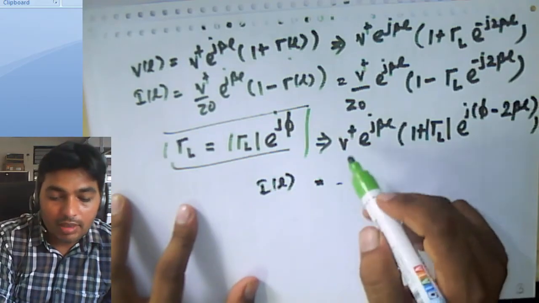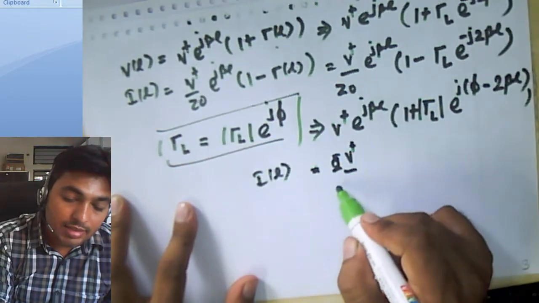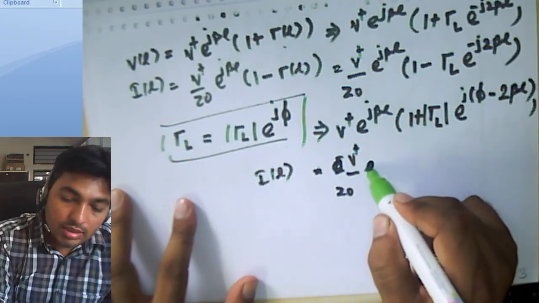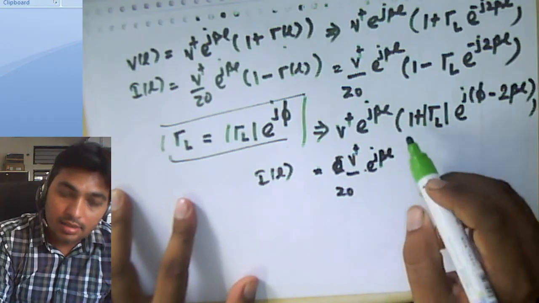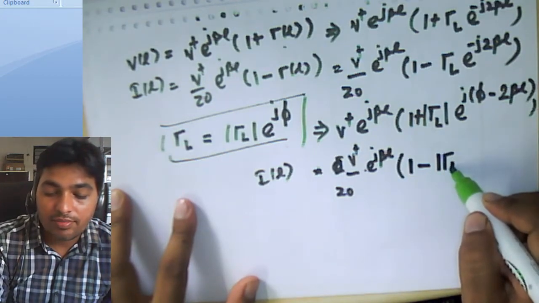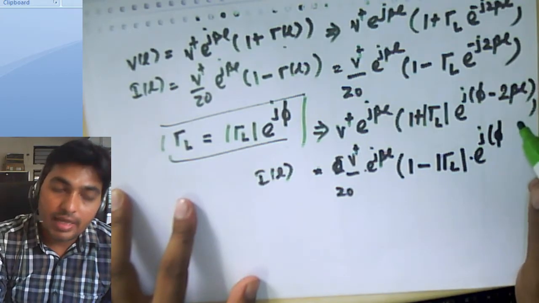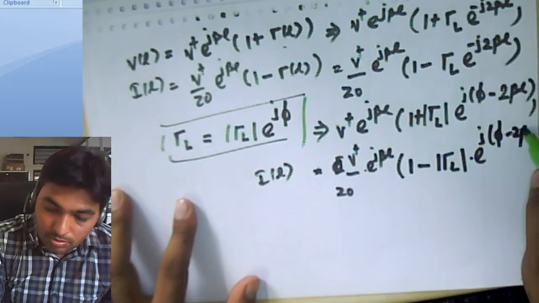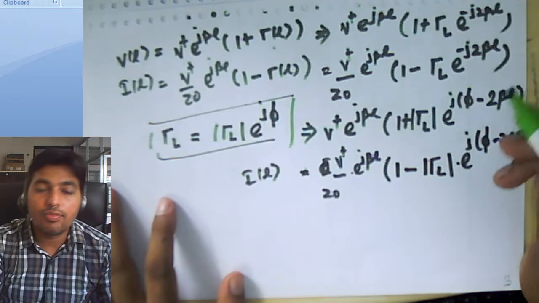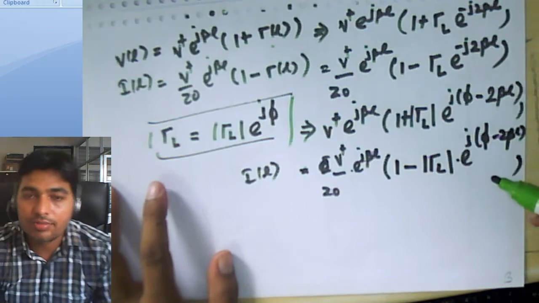And for the current at any point on the line, it will be V+/Z0 into e^(jβL), now 1 minus the magnitude of the reflection coefficient multiplied by e^(j(φ − 2βL)). So we got the relation of voltage and current in terms of the complex reflection coefficient.